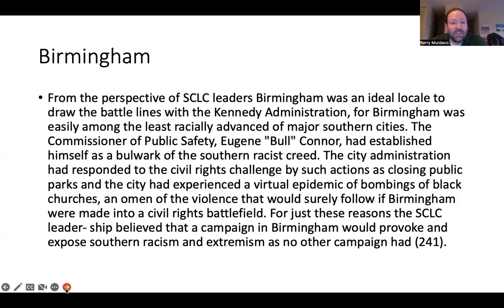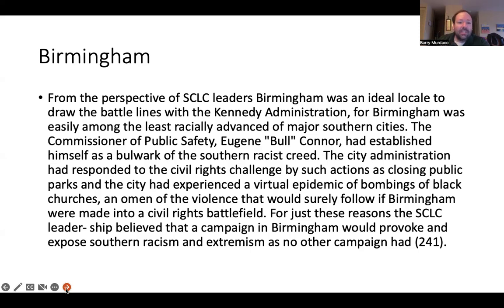This is in 1963. So from the perspective of SCLC leaders, Birmingham was an ideal locale to draw the battle lines with the Kennedy administration. It was deliberately an attempt to provoke the so-called liberal Democratic administration to take action. Because again, even by this point in time, it was very hesitant to get involved and to do anything.